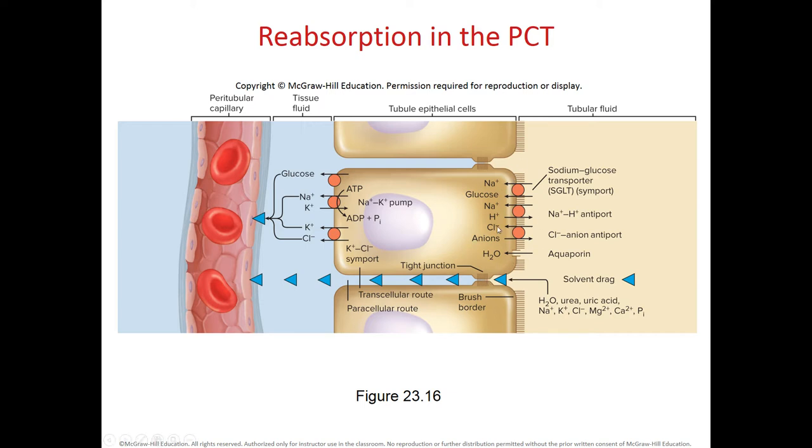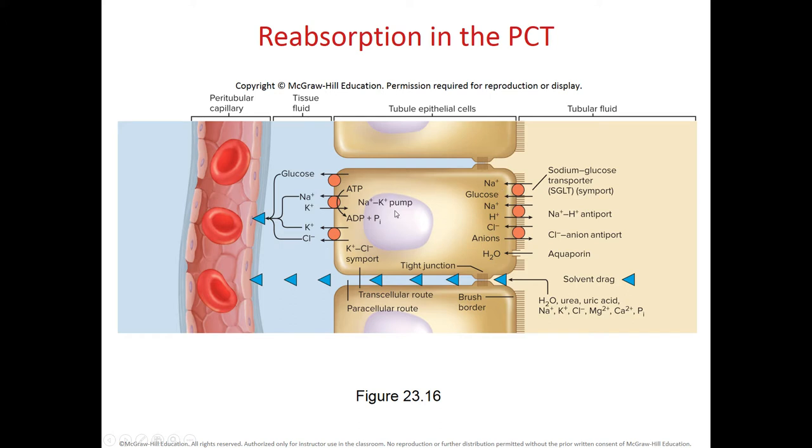Within the apical region of this PCT, we have cotransporters like the sodium glucose cotransporter. We have an antiporter in which you exchange sodium for hydrogen ions. You have an antiport for anions and chloride, and then you also have aquaporins. Aquaporins are little channels that allow the transfer of water. This transport that happens at the apical surface of the cell will be transcellular transport. And then you can also have paracellular transport, in which substances like water, urea, uric acid, sodium, potassium, chloride, magnesium, calcium, and inorganic phosphate can go in between the cells of the PCT.